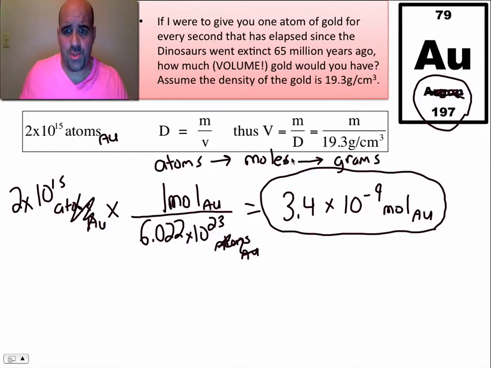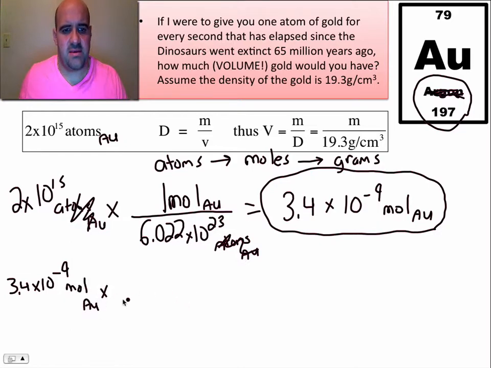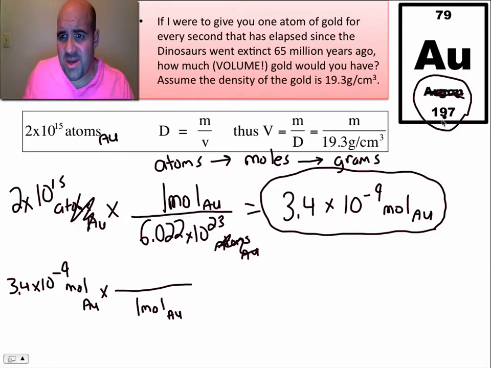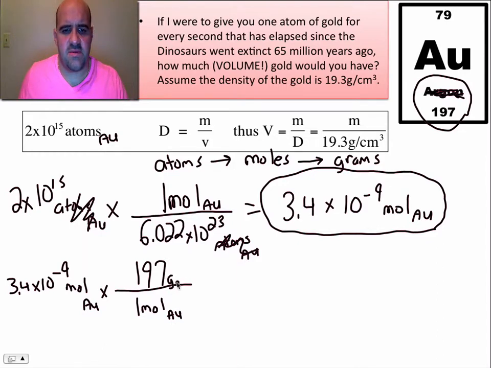Now we have to go from moles into grams using the molar mass of gold. So we have 3.4 times 10 to the negative ninth moles of Au times, and I know that 1 mole of Au is 197 grams. That's what this bottom number means in the periodic table, and that is rounded slightly. 197 grams of Au is 1 mole of Au. So this mole of Au cancels.